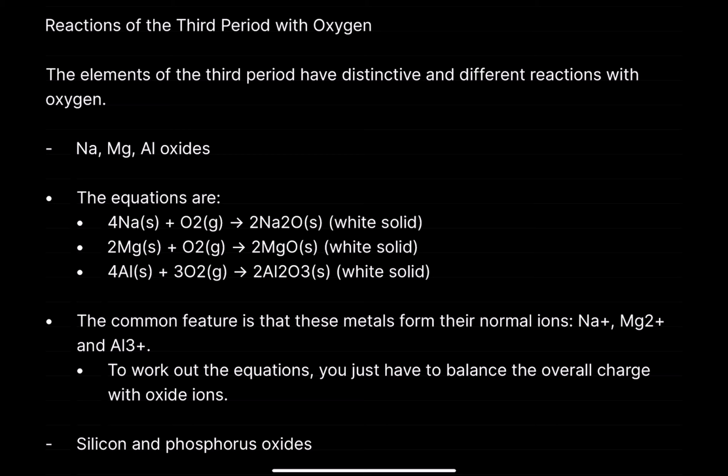So 2Mg plus O2 goes to form 2MgO. Again, if you wrote Mg plus half O2 to form MgO, you wouldn't lose a mark. But I suggest writing it the full way. And also they're all white solids. I've double checked on Google at least that they are white solids.